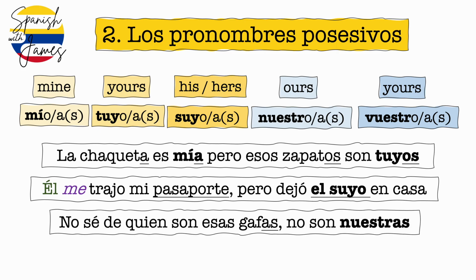No sé de quién son esas gafas, no son nuestras. I don't know whose those glasses are, who those glasses belong to. They're not ours. They're not our ones. So again, it avoids me saying no son nuestras gafas. In this case, nuestras works as a possessive adjective and a possessive pronoun. They're just the same coincidentally, but we know that this is a pronoun, not an adjective, because it's replacing the noun rather than accompanying it.